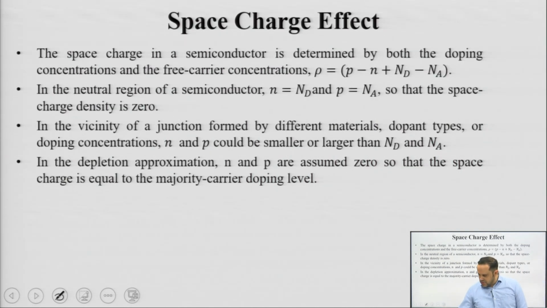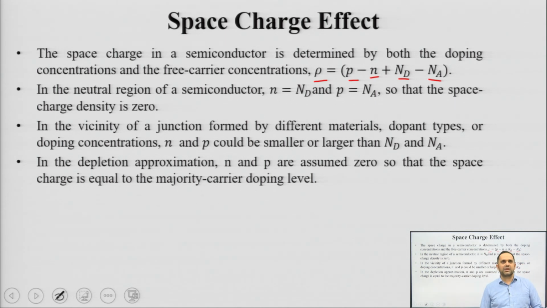Next, the last topic for this lecture, which is another non-linear effect, is what is known as the space charge effect. We know that the depletion region across the junction in a p-n junction is also known as the space charge region, which is composed of ions and depleted of free charge carriers. This space charge in a semiconductor is determined by the doping concentration on either side and the free charge carrier concentration.